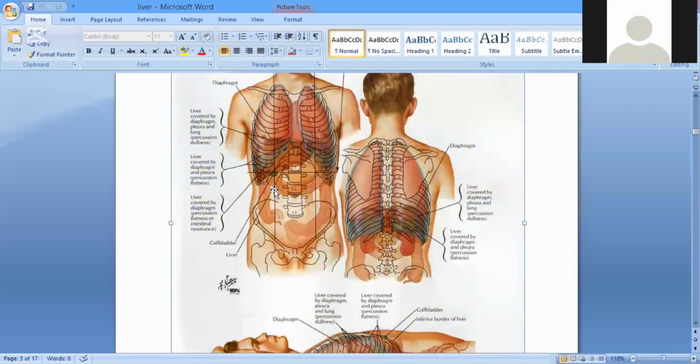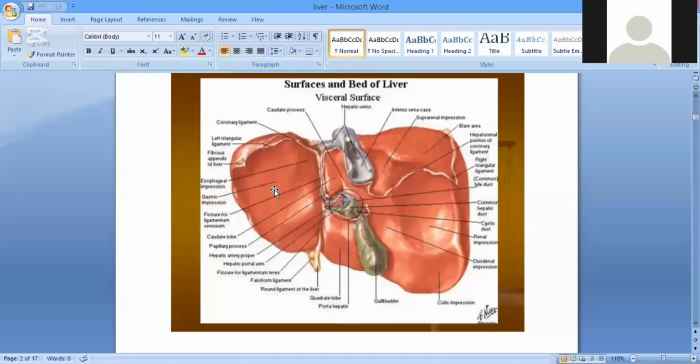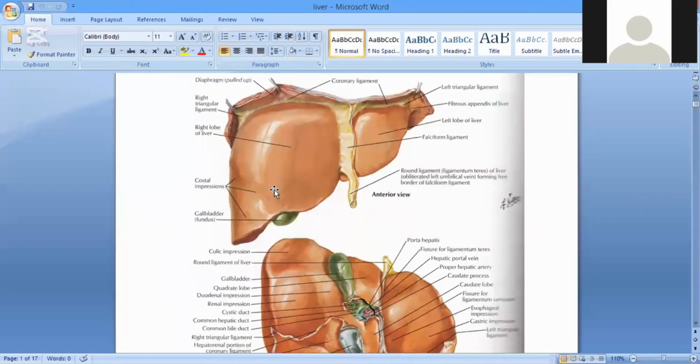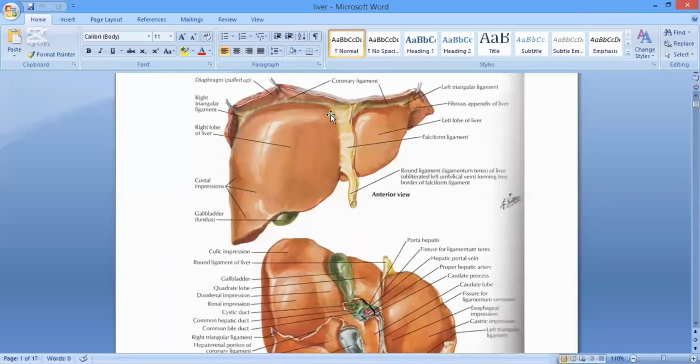Now, as far as the liver is concerned, have a look over it. It has two surfaces. One is the anterior superior surface, which is also called the diaphragmatic surface. The other one is the posterior inferior surface, which is called the visceral surface. So it has two surfaces: the diaphragmatic surface, and the visceral surface.